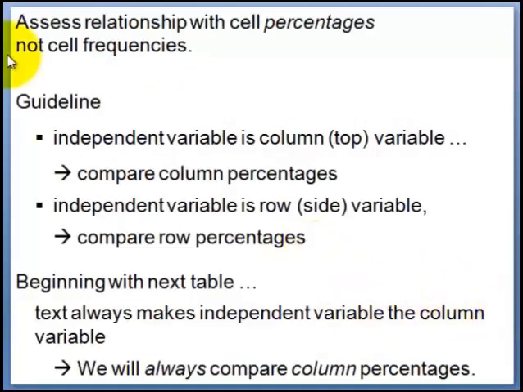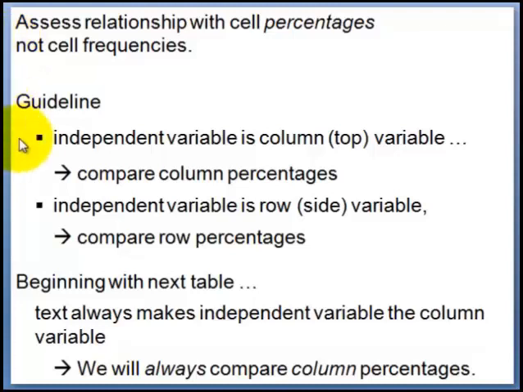Now, it's important that you see that relationship between variables in a contingency table is assessed using cell percentages, not cell frequencies. Now, I'll just cheat and cut to the chase. I mean, the basic gist of the matter is going to be when percentages are the same, that's an absence of association, and when percentages differ, there is association.